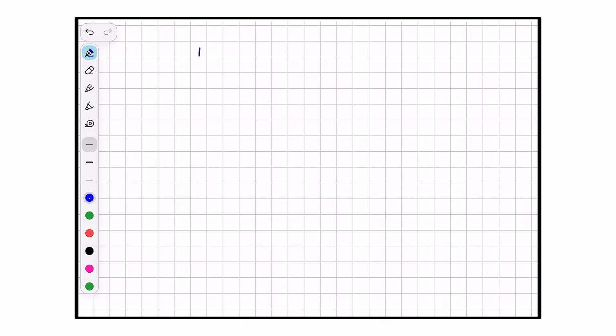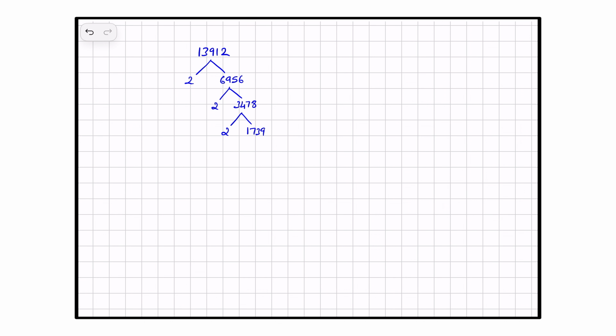Okay, determine the prime factorization of 13912. So we have 13912. We know it's an even number, so let's start with 2. 2 into 6956 you will get, then you continuously do, you'll get 2 into 3478. You can further do 2 into 1739. So we have 1739.